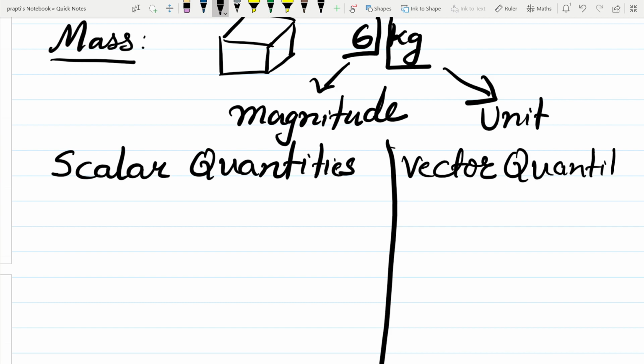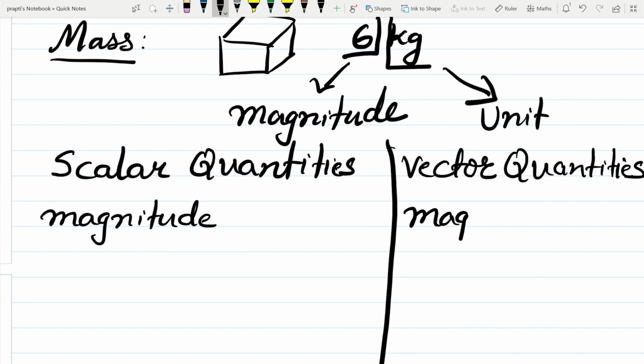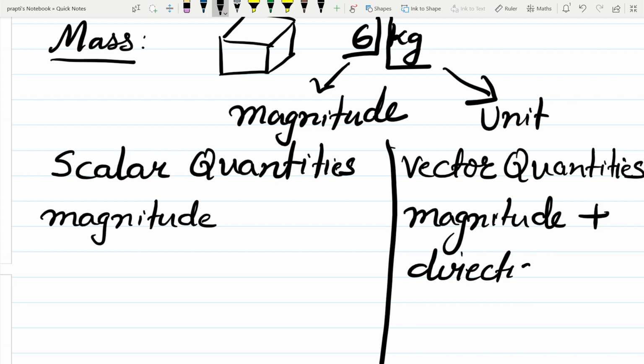What does this mean? Now the quantities which require only magnitude for description are called scalar quantities. But there are certain quantities which require magnitude plus direction for their description, and they are called vector quantities. Did you understand what is the difference between scalar quantity and vector quantity?